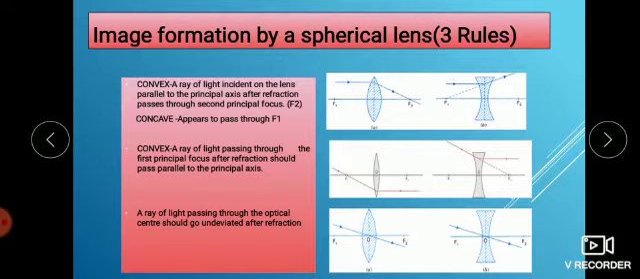The first rule: a ray parallel to the principal axis, after refraction, passes through F2, the second principal focus. This is in case of a convex. In case of a concave, what happens? It is getting refracted, deviated, then it appears to pass through F1, the first principal focus. Second rule: when it passes through the first principal focus, it goes parallel to the principal axis. Here if it appears to pass through F2, then it goes parallel to the principal axis. Third: when it passes through the optical center, it goes undeviated. These are the three rules for image formation by a spherical lens.